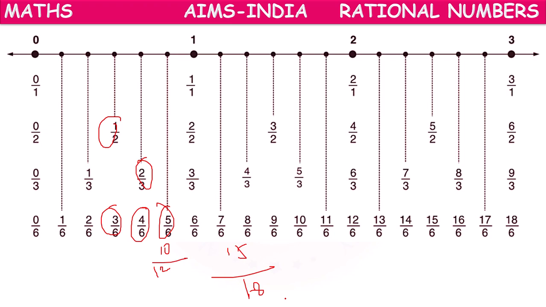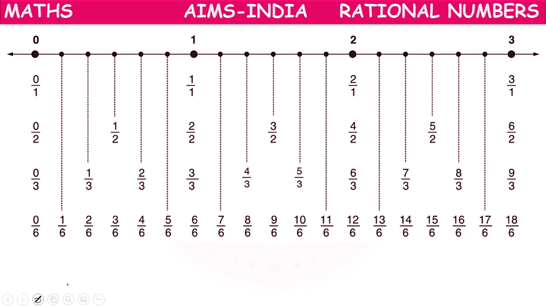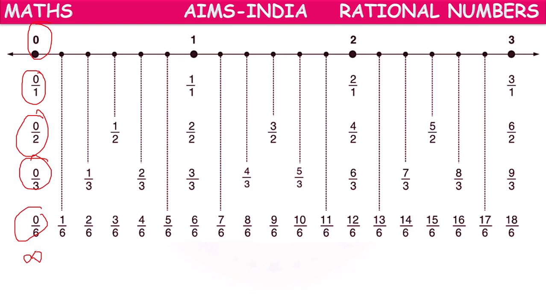So what does it mean? Between 0 and 1 or 1, 1 by 1 we can write, 2 by 2, 3 by 3, 6 by 6, like that. Means each rational number can be written as infinite equivalent rational numbers. That is one. Another one, between two rational numbers, we can insert infinite rational numbers.